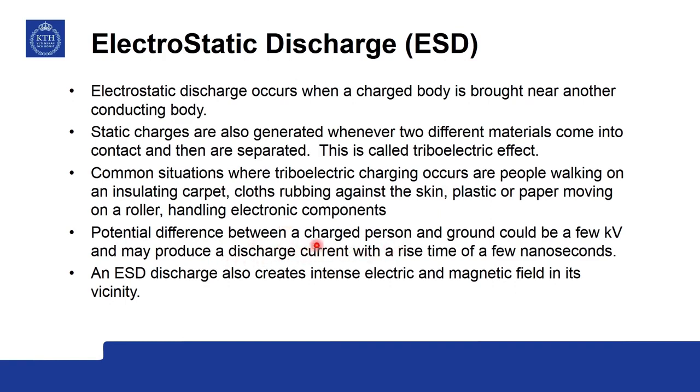So, the potential difference between a charged person and ground could be a few kilovolts and may produce a discharge with a rise time of a few nanoseconds. A few nanoseconds means that you are talking of frequencies of the order of several hundreds of megahertz and close to gigahertz. Then within electronic components, ESD also creates intense electric and magnetic fields in its close vicinity. So, it can couple to other adjacent printed circuit tracks and create problems.